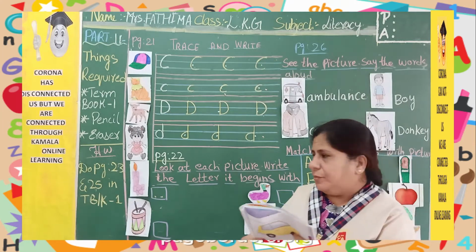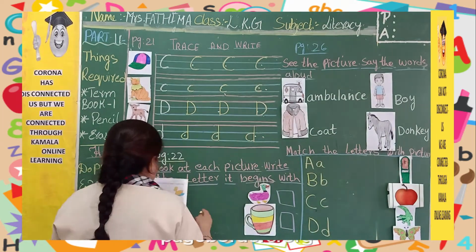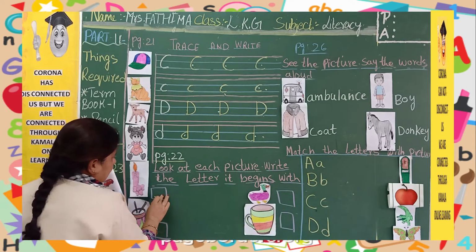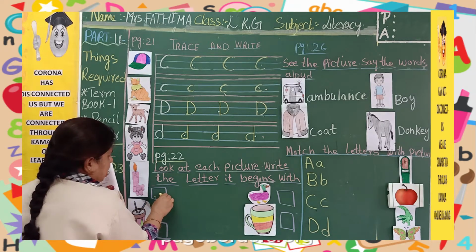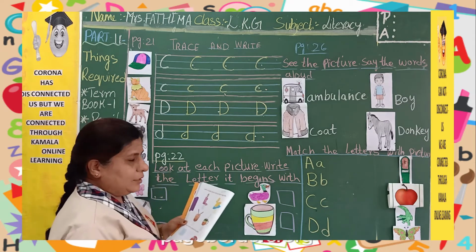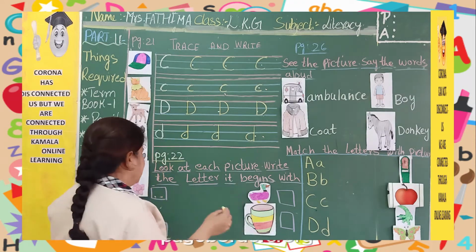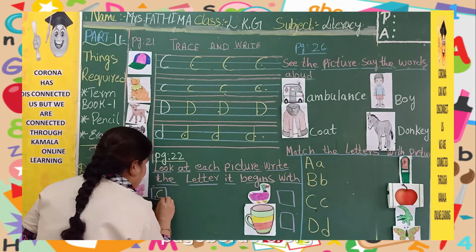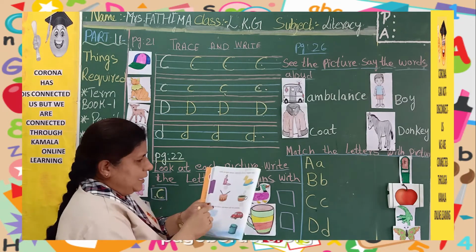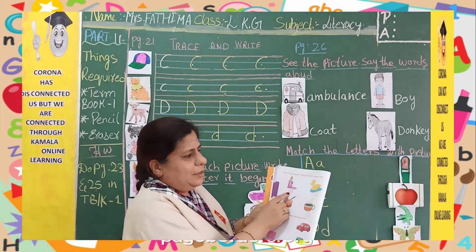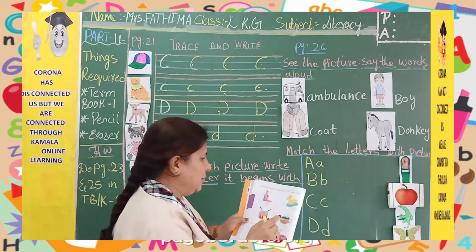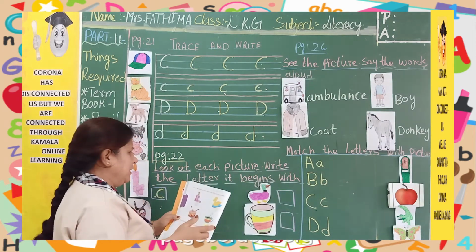You will light the candle. See, with which alphabet does it start? A, B, C. Yes, C. Write C here in the box. Yes, boxes are given below the picture. We have to write the starting letter of the picture.